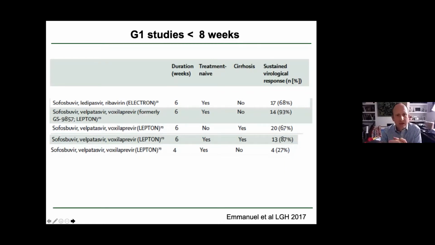And this is a table extracted from a very good review by Emmanuel et al. in 2017. And this is just bringing out the data from drugs which have been licensed in one form or another, looking at durations of 4 and 6 weeks. And you can see here that although combinations like sofosbuvir, velpatasvir, and voxilaprevir can achieve high cure rates, they haven't been quite high enough to be universally used for 6 weeks of duration.